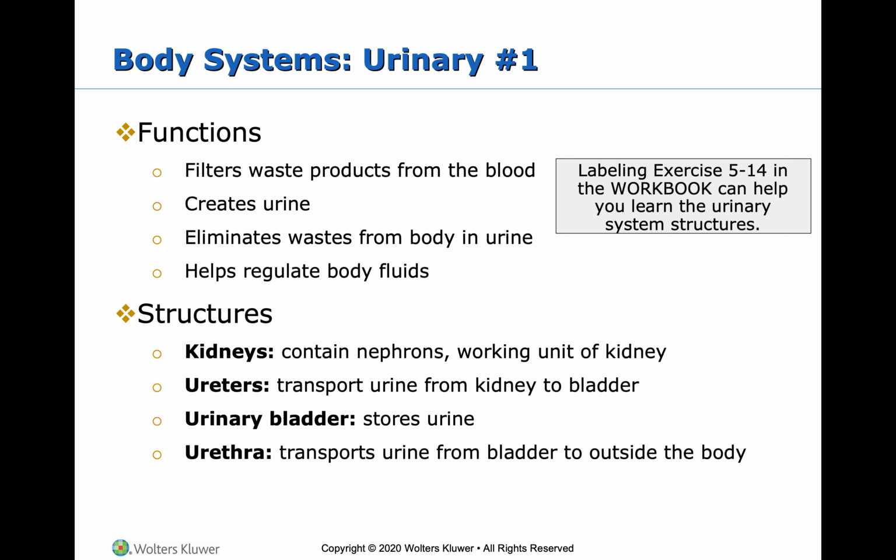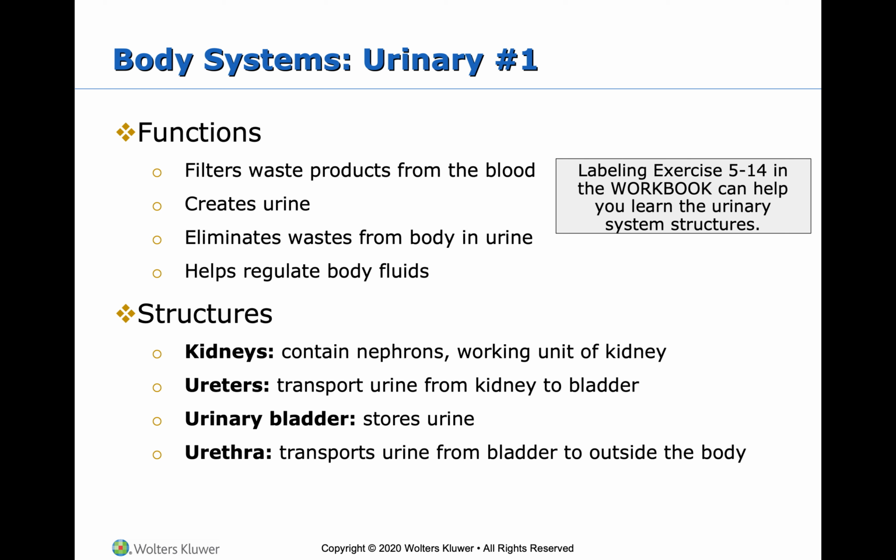So the structures that it includes are your kidneys, which contain nephrons, and the nephrons are what filter your blood. There are millions within each kidney. So these help filter the blood. And then your ureters transport the urine from the kidney to the bladder. Your urinary bladder then stores the urine, and your urethra then transports the urine from the bladder outside the body. So, I mean, it kind of all makes sense.